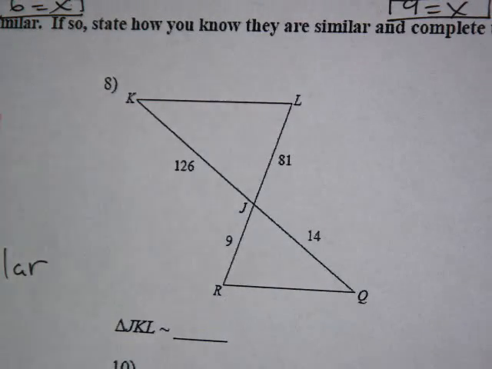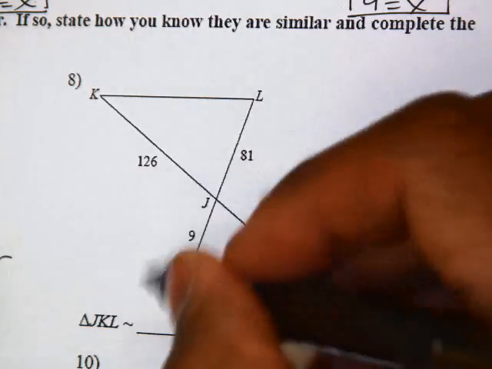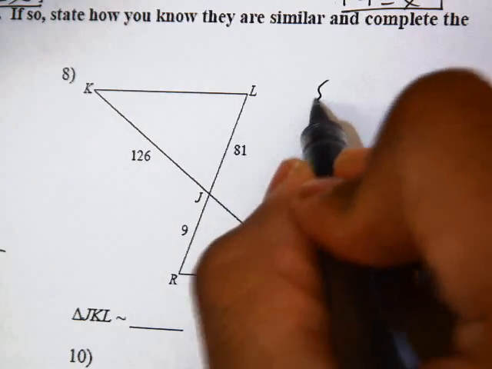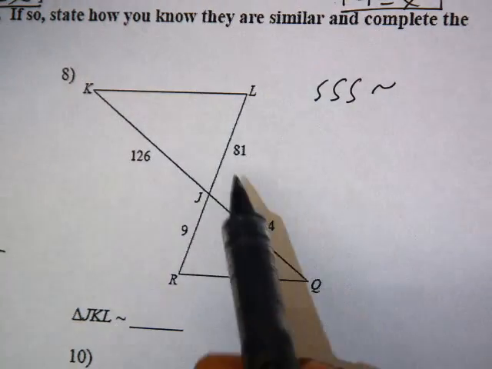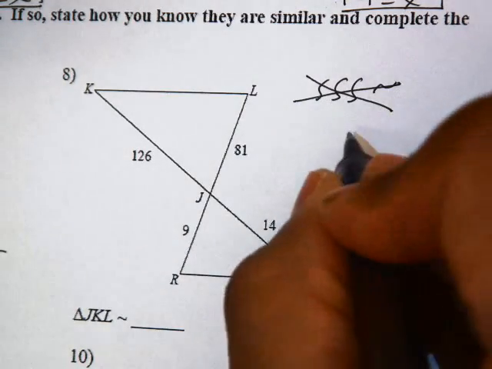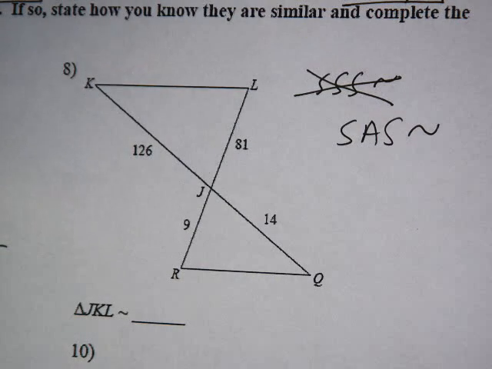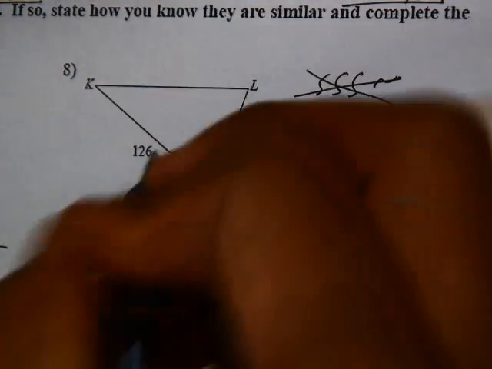Number 8. So this looks like there's some sides in there. It's definitely not side, side, side similarity, because I have 2 pairs of sides and I don't have a 3rd pair. So this might be side angle side similarity, where we have 2 pairs of proportional sides and an angle that's equal.